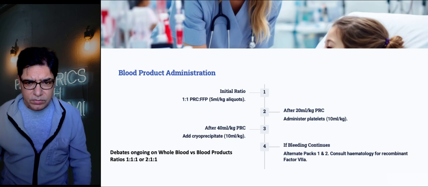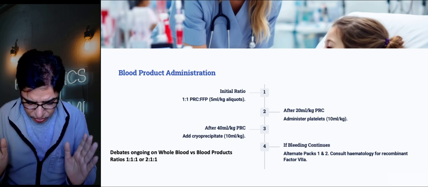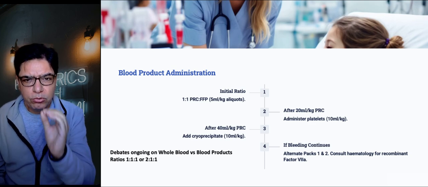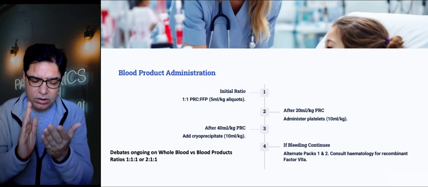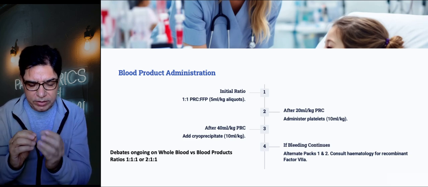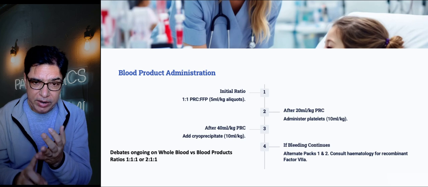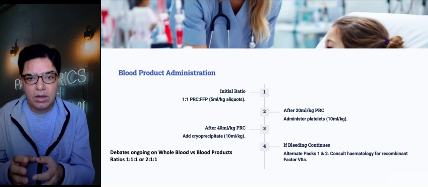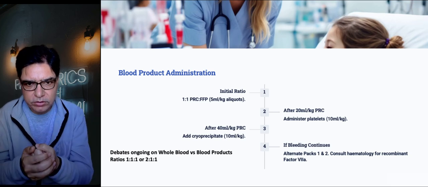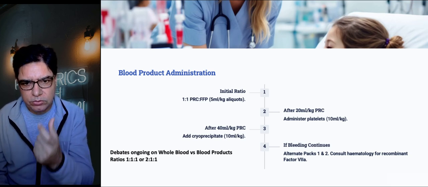Irrespective of whatever protocols are followed in any trust, it's very simple. 10 to 20 is the range for red blood cells and plasma. The other two small elements of the blood, your cryoprecipitate and platelets, are 10 mils per kg. But again, they would always be given in small aliquots. They're not given like pushed boluses. You have to give them one by one.